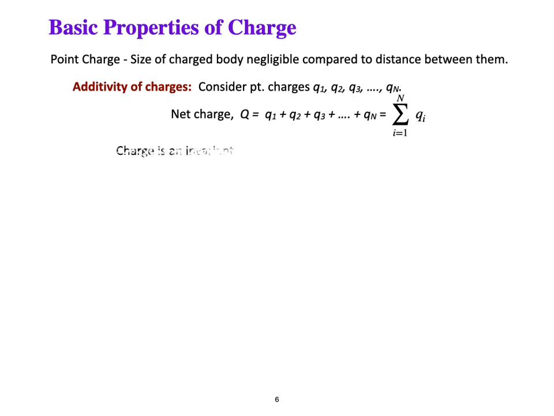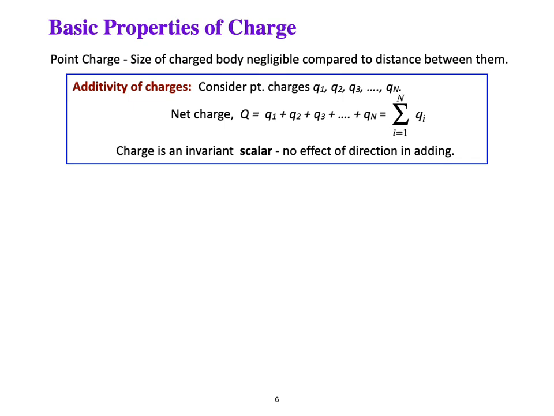It's important to remember that charge is a scalar invariant. Though it has a positive and a negative sign, it is scalar and it is invariant. That is, there is no effect of direction in adding up these charges. They can be located anywhere in space.